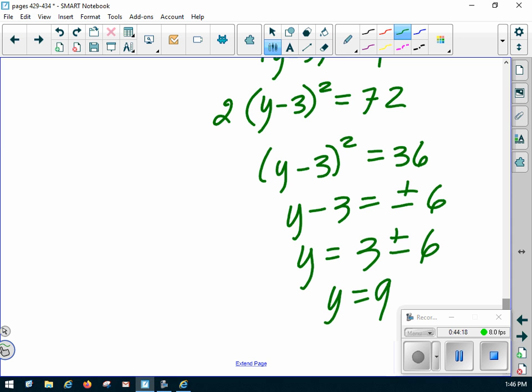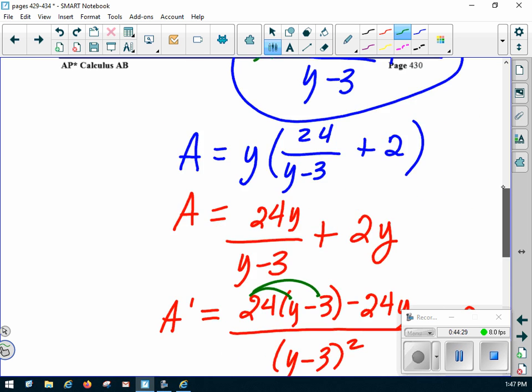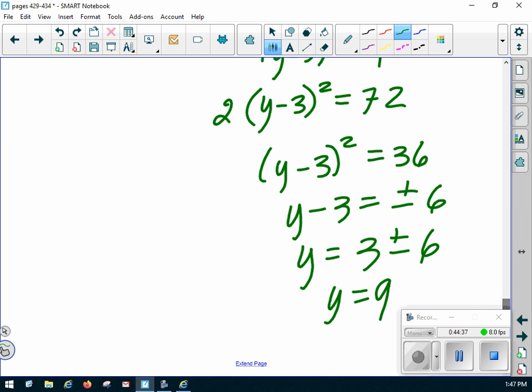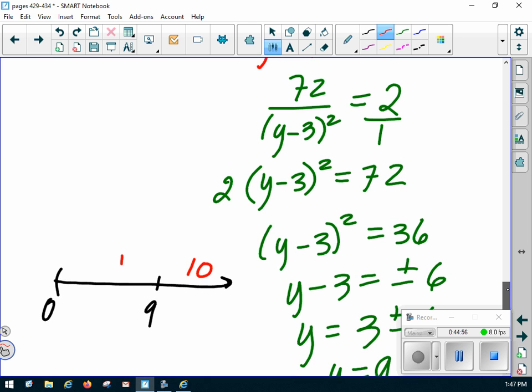You'll get a negative number as well, but that's not going to be in your domain because we are dealing with lengths. So you go into your sign chart. There's 0, 9, 1 and 10. Yep.